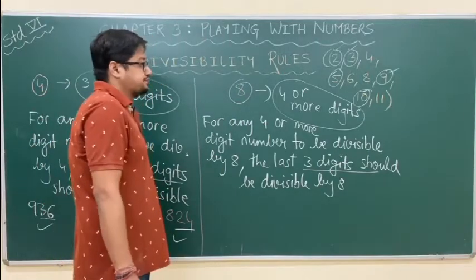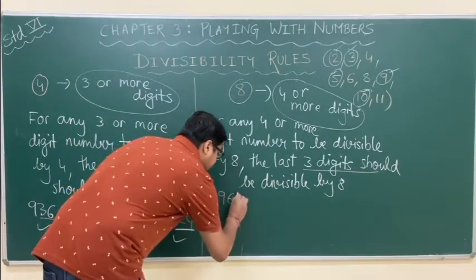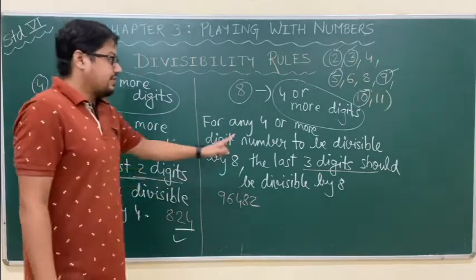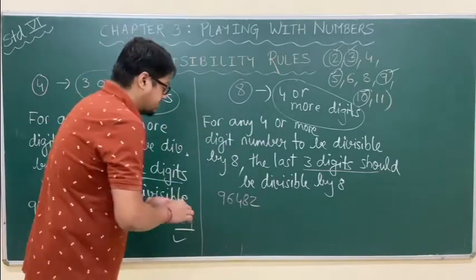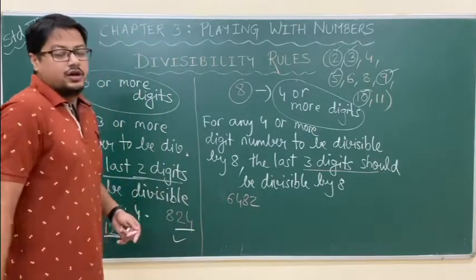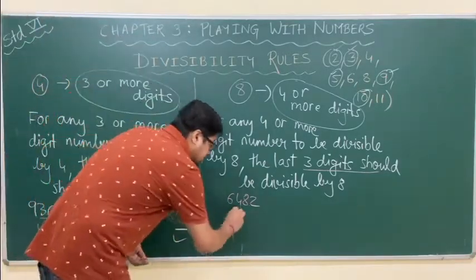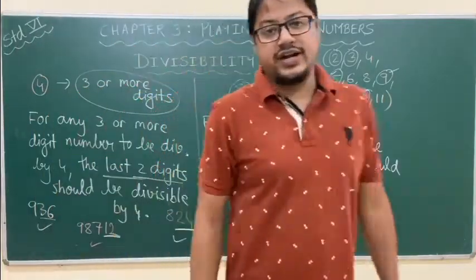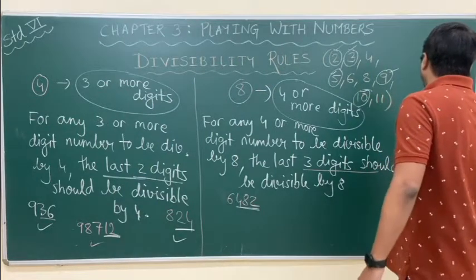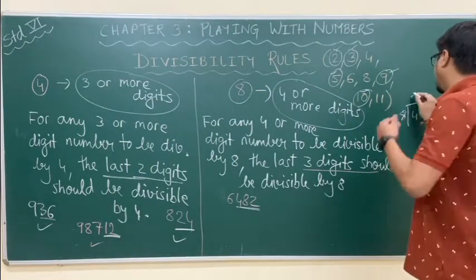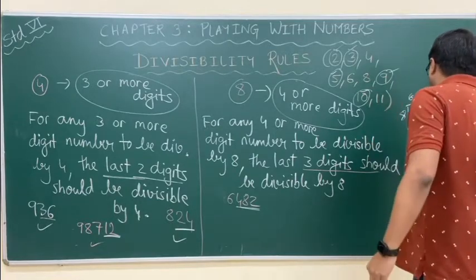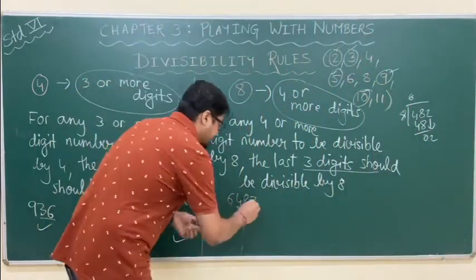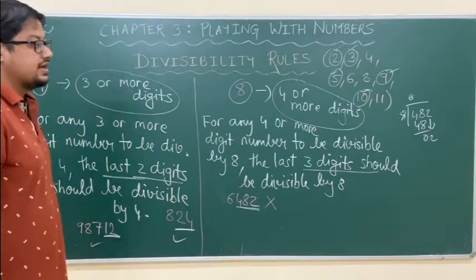So I am taking a number 96482. I have taken a 4 or more digit number. Okay, let us say for the first example take a smaller 4 digit number, 6482. So how will we check whether this number is divisible by 8 or not? We will check the last 3 digits, 482. We do not know how to divide directly, so we will check it in rough. 482: 8 5s are 40, 8 6s are 48, 0. Remainder is coming, that means 482 is not divisible by 8. That means this number is not divisible by 8.